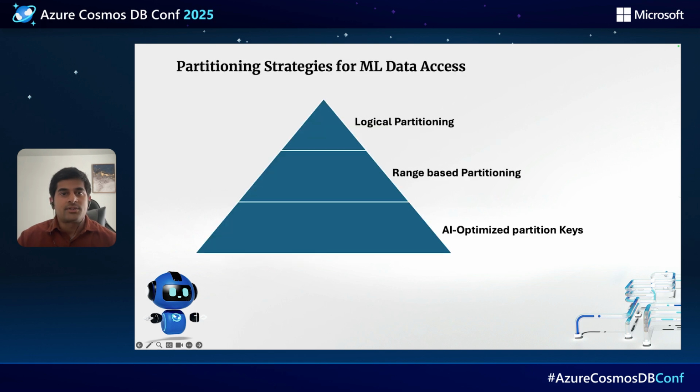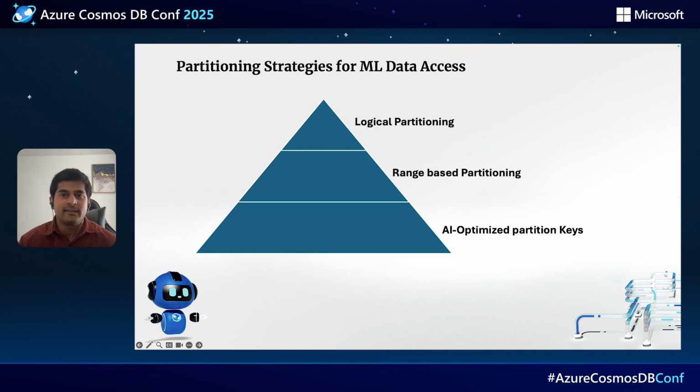Next, we have partitioning strategies for machine learning data access. Partitioning is essential because AI applications process huge amounts of data, and partitioning can be done in different ways. By using logical partitioning, grouping can be done for user data, model type, or region for fast lookup. Range-based partitioning is ideal for time series data like training logs and model updates.